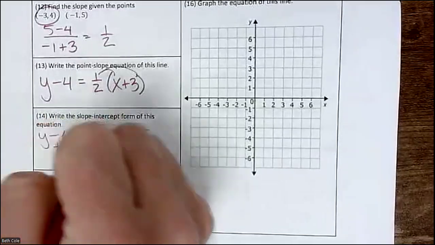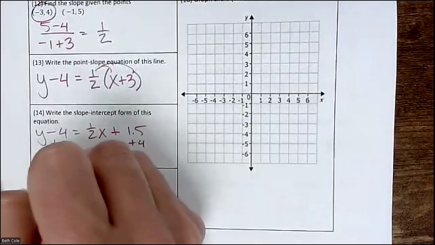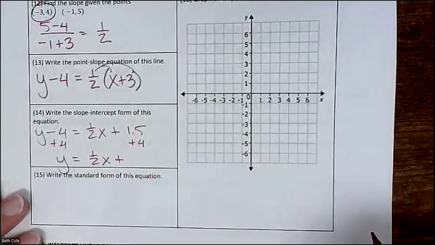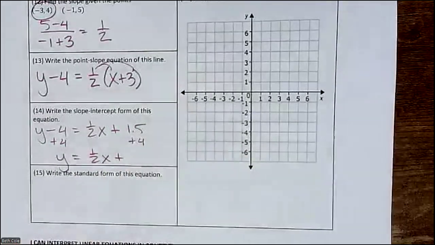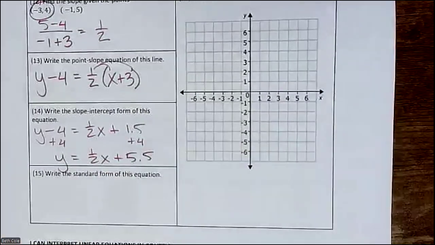And then your last step is add 4. So it'll be y equals 1/2 x plus, what is that going to give you? 1.5 plus 4. Yeah, 5.5. Good. Nice job, guys. Perfect.